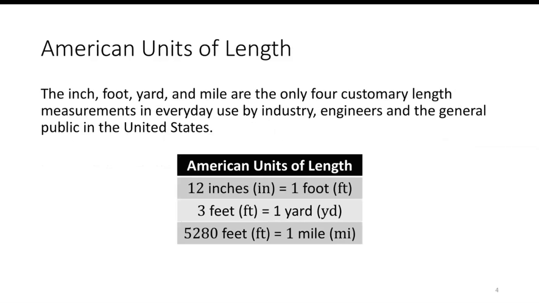So in terms of American units of length, the inch, foot, yard, and mile are the only four customary length measurements in everyday use by industry, engineers, and the general public in the United States, where 12 inches is equal to 1 foot, 3 feet is equal to 1 yard, 5,280 feet is equal to 1 mile.